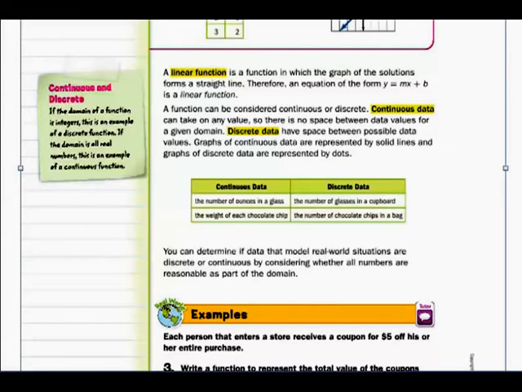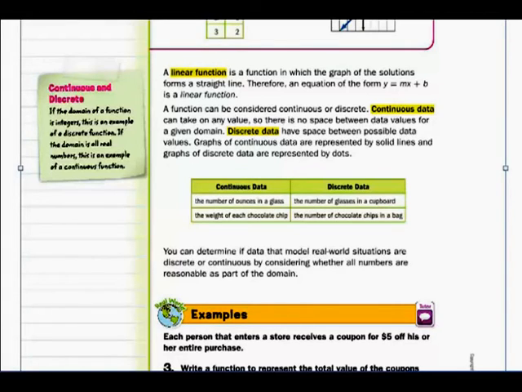So continuous data, look at these examples. Continuous data, the number of ounces in a glass. Whenever you pour water in a glass, can you only pour exact ounces? No. You could pour an 8-ounce glass. You could pour 8.2. You could do 7.95. It's going to be close.